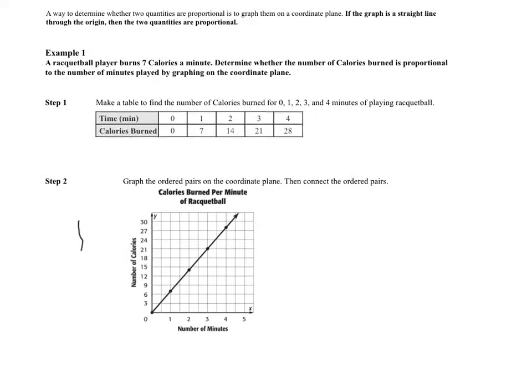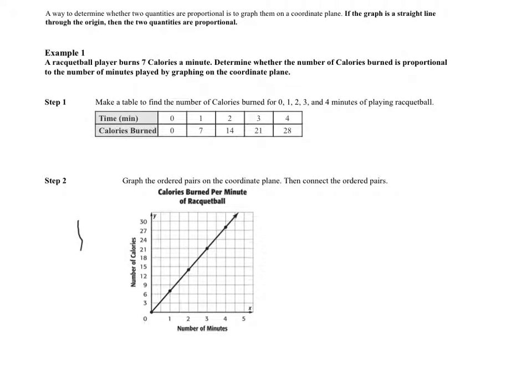So they say at 0 minutes, you have 0 calories burned. After your first minute of playing racquetball, you burned 7 calories. After 2 minutes, 14 calories. After 3, 21. So it's going up at the same rate. Are you with me there? Going up by 7, yes. So that means it's proportional, right? We kind of talked about that before, yes? So it's going up proportionally by 7 every time. It started at 0, 0.